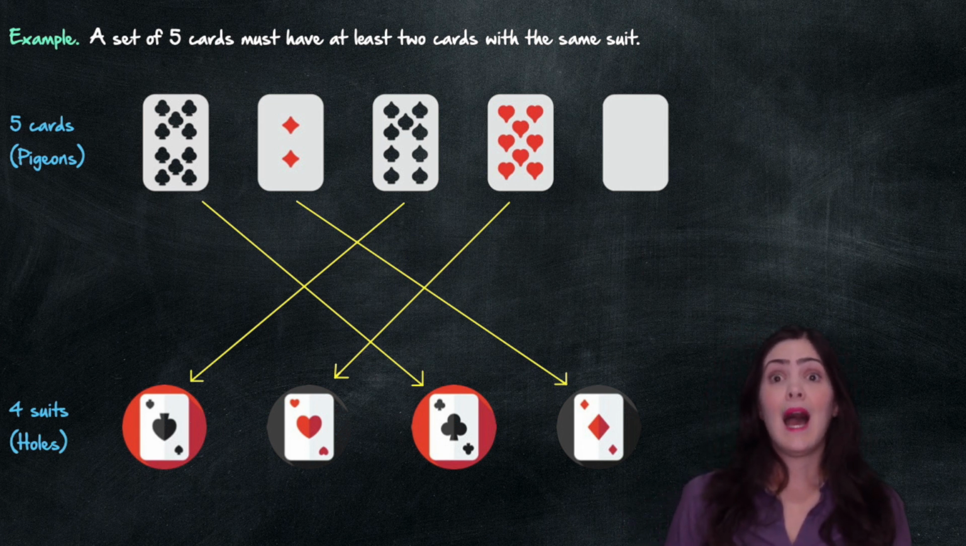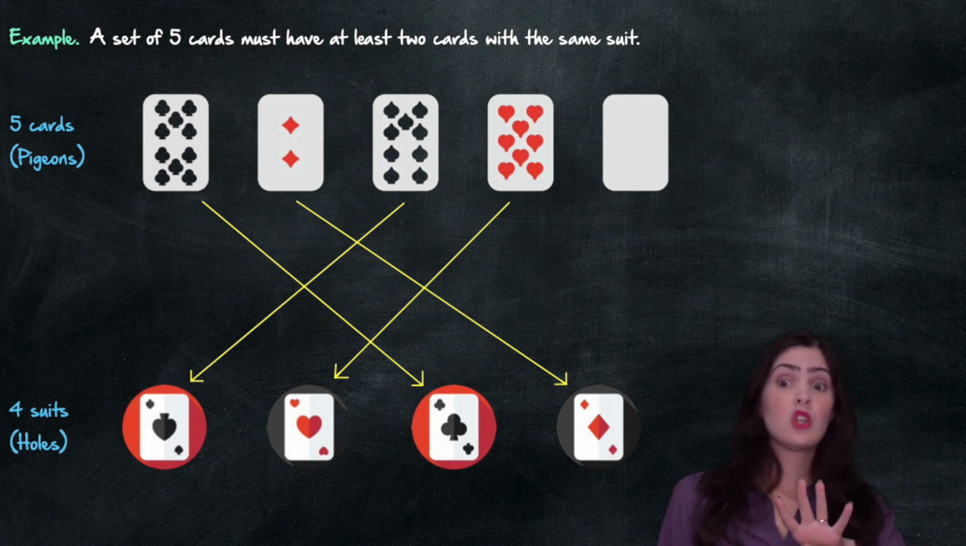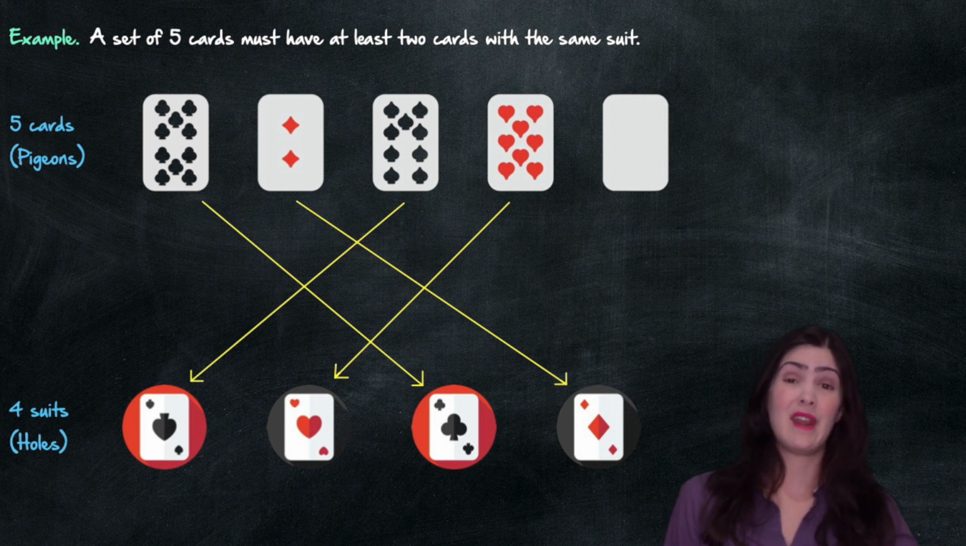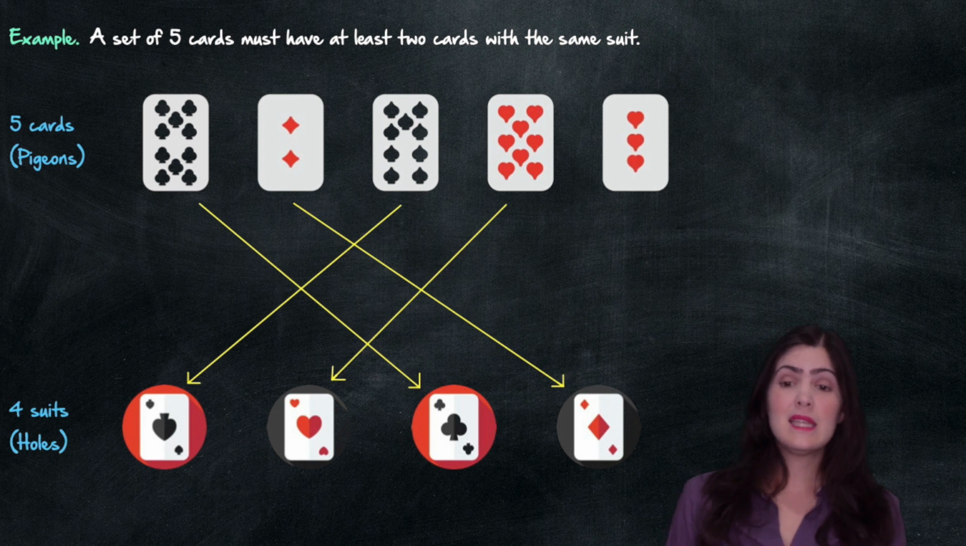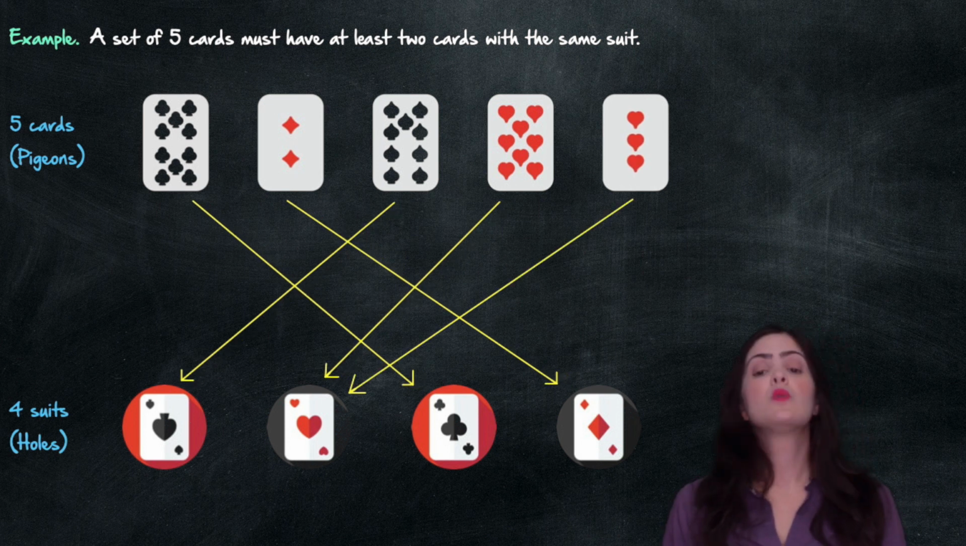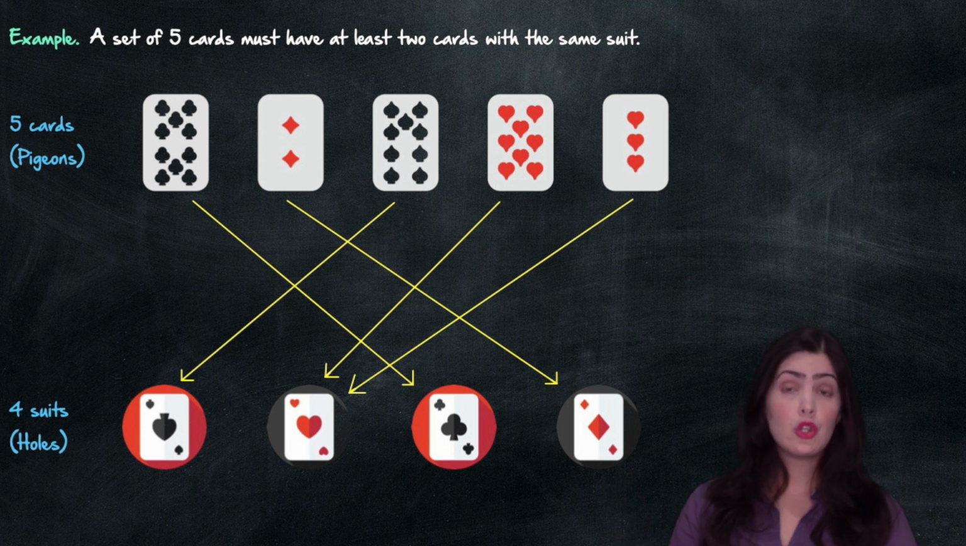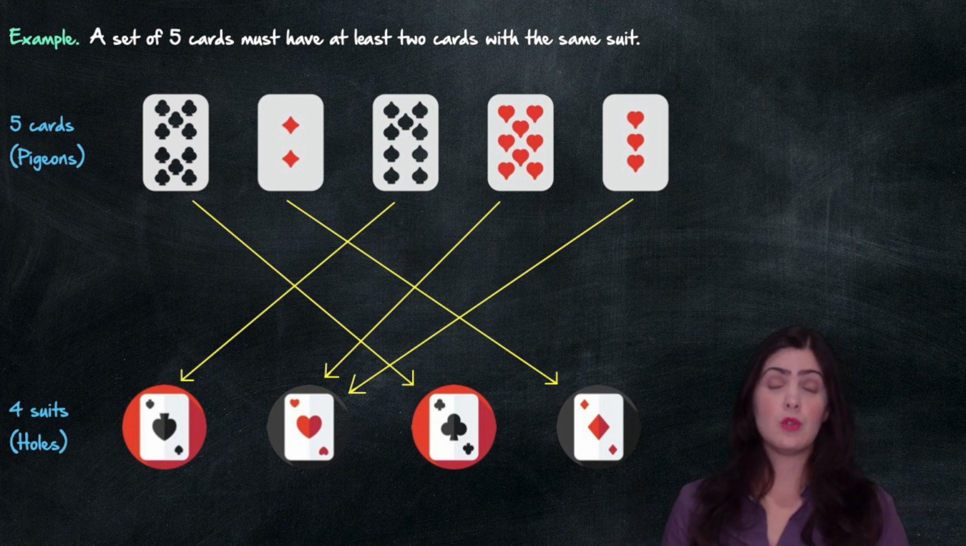Now if I draw another card, well, we only have 4 suits. So that other card, no matter what the card is, will have to be of one of the 4 suits that I already have. In this case, it turned out to be hearts. So now I have 2 cards that are hearts. So we have 2 cards with the same suit.